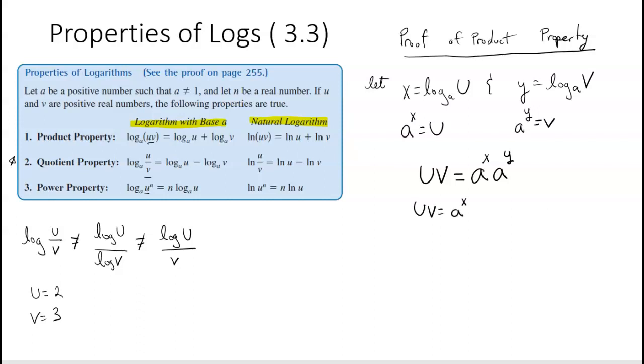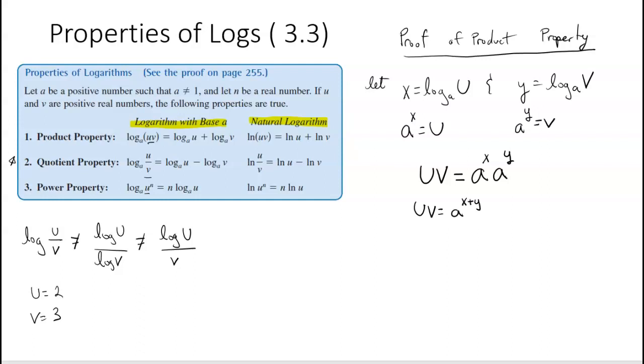We get to add them. So this now becomes a to the power of x plus y. So notice that, yes, I started off with two individual logs, and then I rewrote them as exponential, and then I'm using the product, so I'm multiplying them together, and we're still back to just a single exponential.